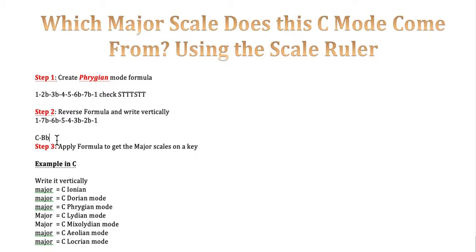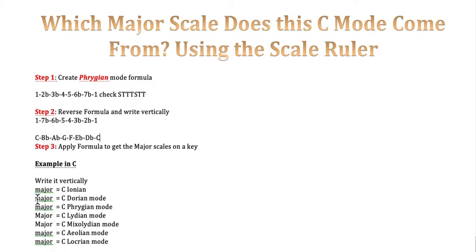The 6th is A, and we flat it. The 5th is G, we don't flat it. The 4th is F, we don't flat it. The 3rd is E, we flat it. The 2nd is D, we flat it, and we're back to C. Okay, so this is what we do. And once you've done this, you've created the keys where the scales, the modes come from.